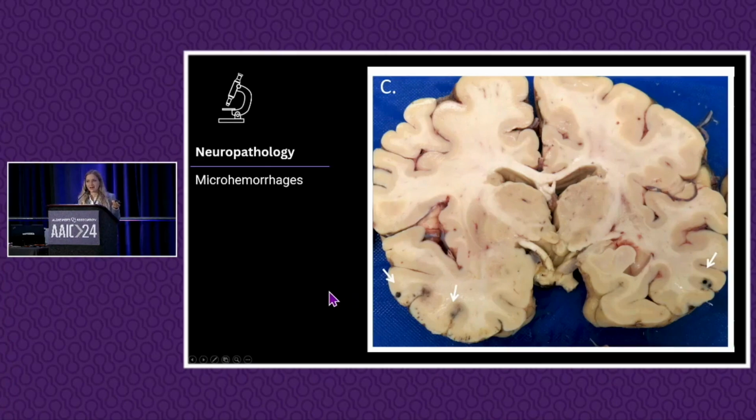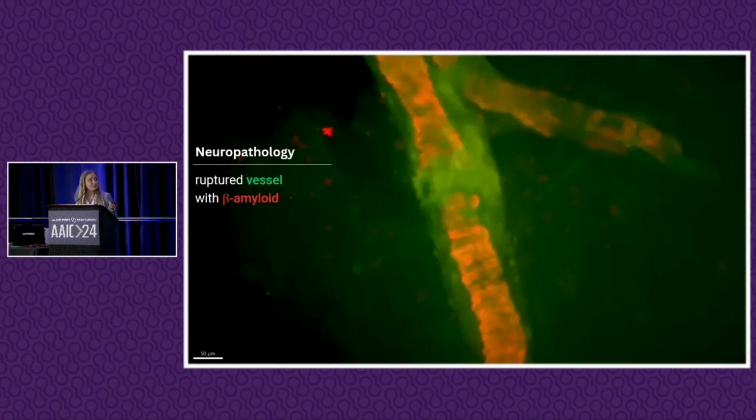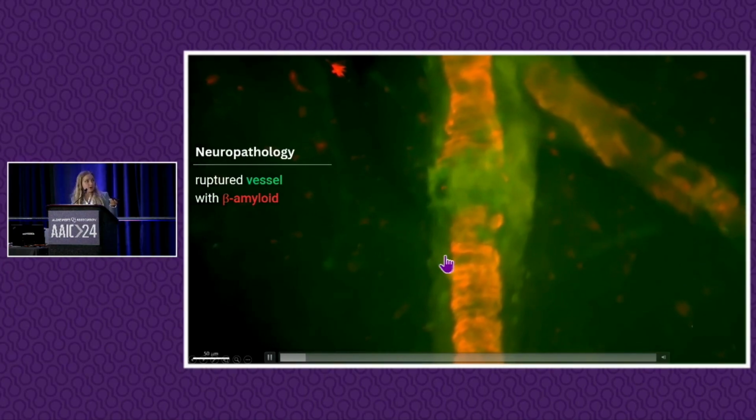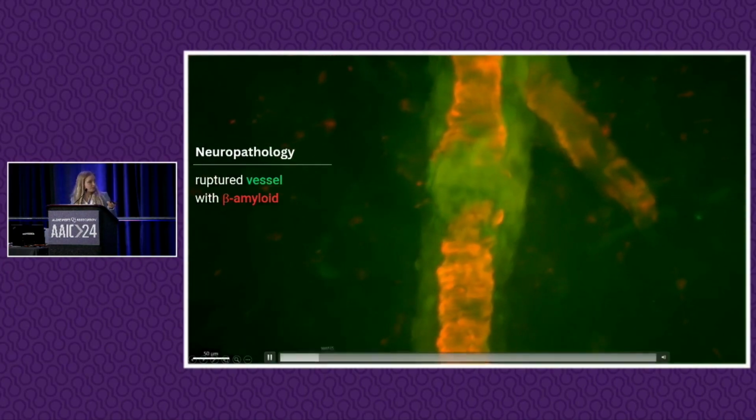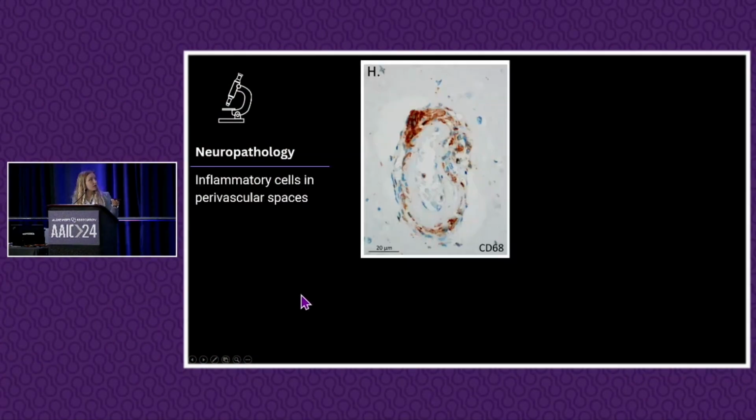But what's happening inside? Because a picture can be worth 1,000 words, but a video can be worth 1,000 images, instead of this image, I'll show you a video of the ruptured vessel, where we can see severe deposits of beta-amyloid in red color. And there's also beta-amyloid deposits in the leptomeninges here. And now let's look at the neuroinflammation.